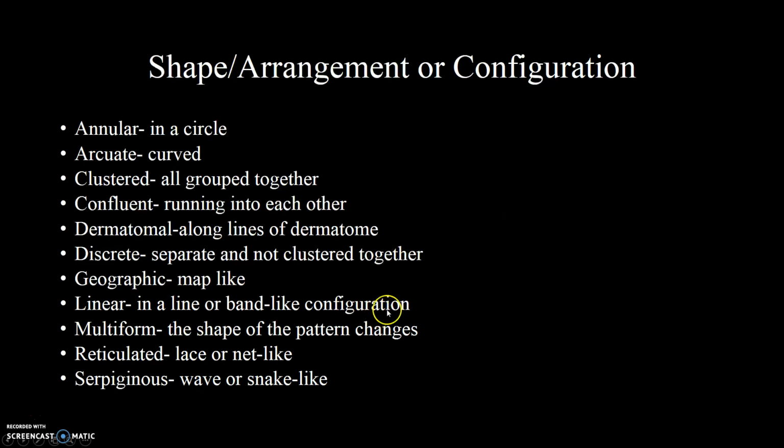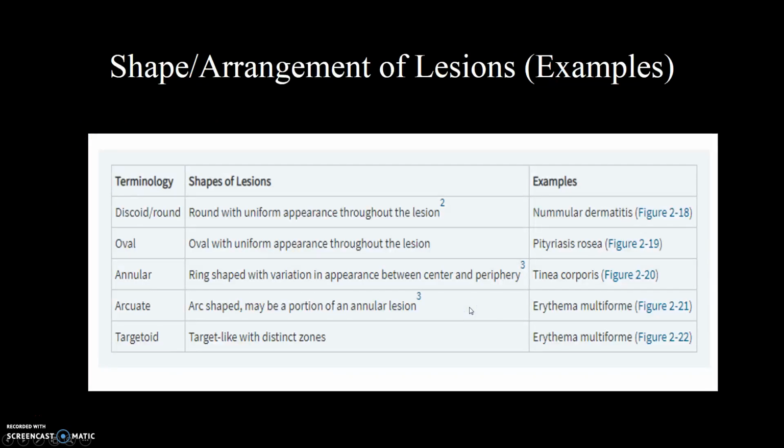Reticulated, lace or net-like, and there are some viral rashes that reticulate. Again, I'm telling you, these descriptors help you diagnose, and they certainly help us document accurately and competently. So let's look at those shape and arrangement of lesion examples. This is very brief, but I just wanted to give you some examples.